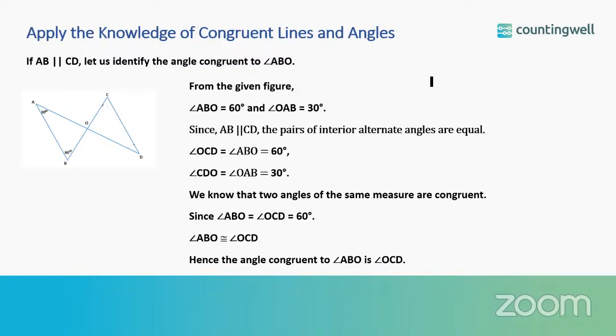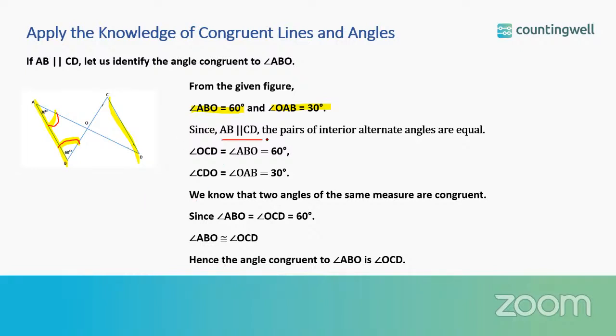Let us see one problem where we are going to apply the congruency of lines and angles. In the figure, we have AB parallel to CD. Let us identify the angle congruent to angle ABO. Here we have angle ABO. From the figure, ABO is equal to 60 degrees and OAB is equal to 30 degrees. Correct? So here you can see OAB is equal to 30 degrees and ABO is equal to 60 degrees.